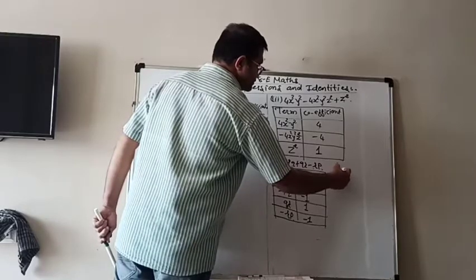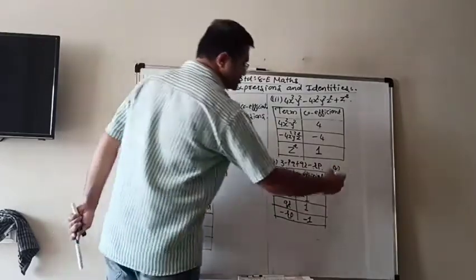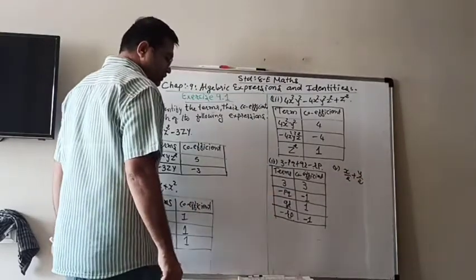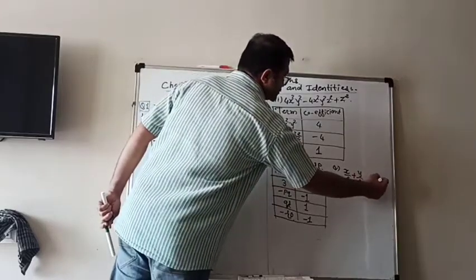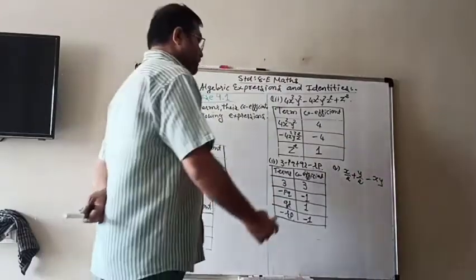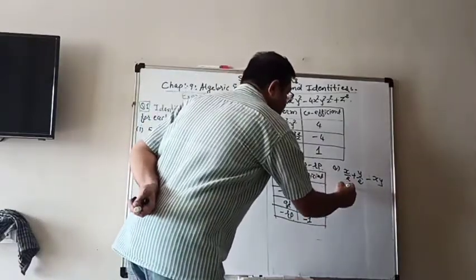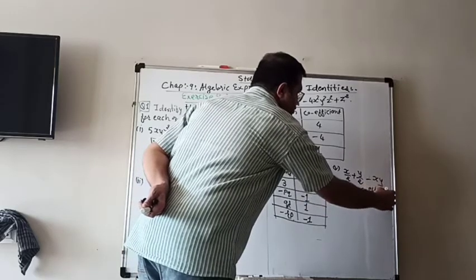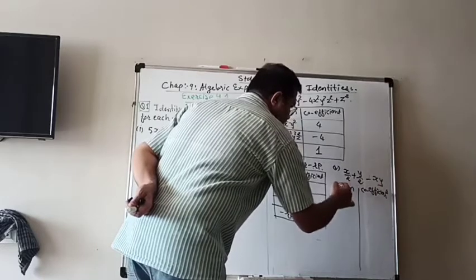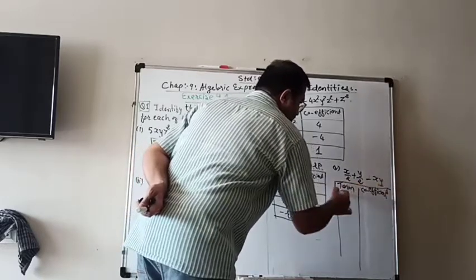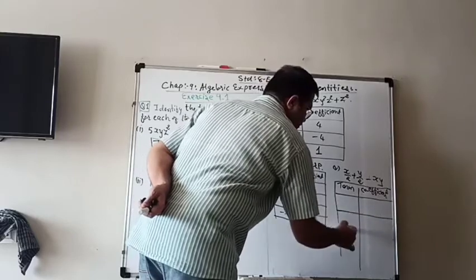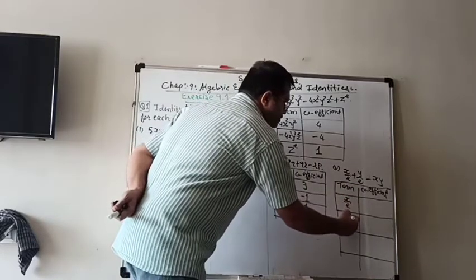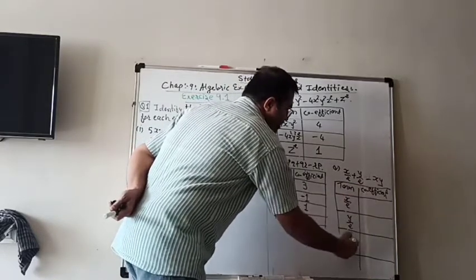Fifth one is x upon 2 plus y upon 2 minus xy. Here there are 3 terms. So now here you can see that terms are like that: x upon 2, y upon 2 and minus xy.